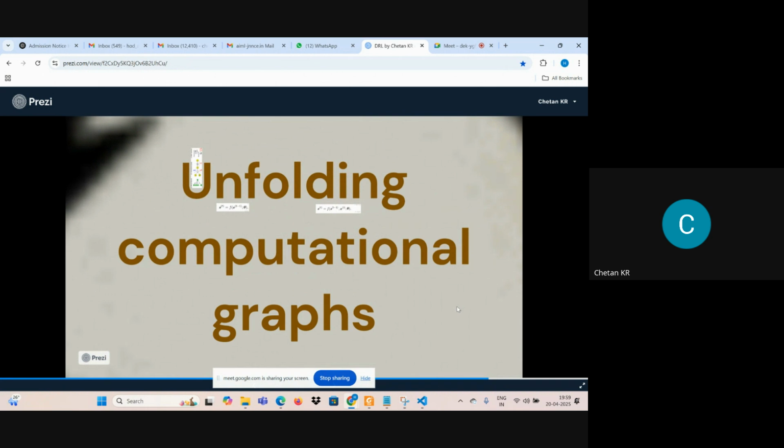We have to elaborate it and explain. Not a summary or a black box; we have to give the complete picture and elaborate what happens inside. That is what unfolding is. We will see all these terms, unfolding computational graphs, particularly in the context of RNN.